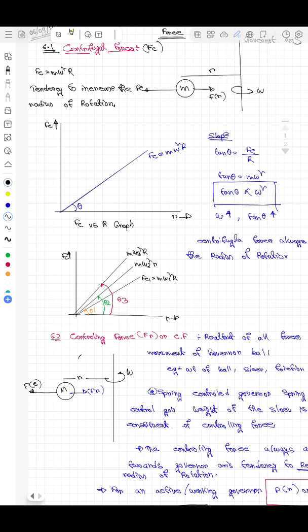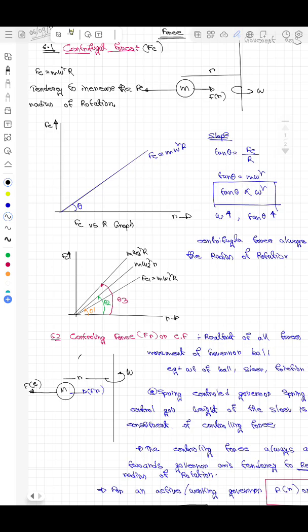So Fc equal to, if we can just see, that is the graph. So in this manner it is the graph. Slope equal to tan theta equal to Fc by r. So tan theta equal to Fc by r. Okay, so that is the centrifugal force. Here it will be Fc divided by r.